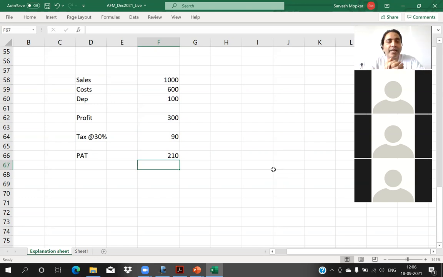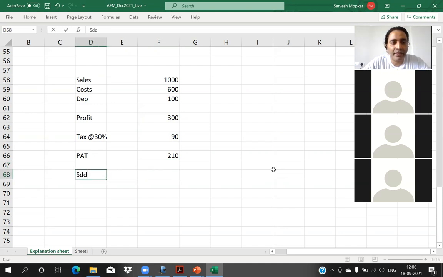Profit is understood. Profit after tax is 210. What will be my cash flow after tax? 310. How? Add back. So we'll add back the depreciation. Very good. So let us do one thing here.